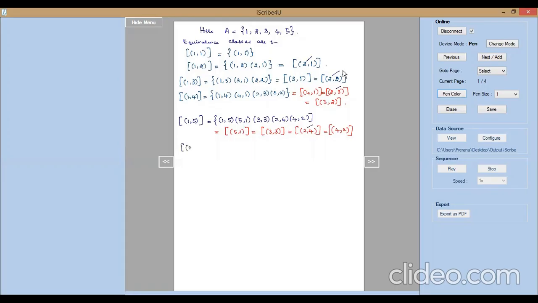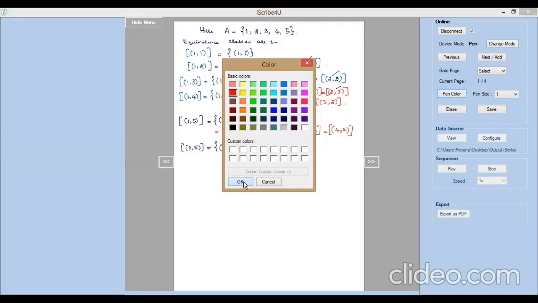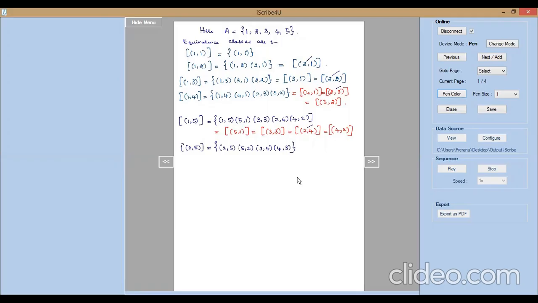So starting with 2, 2, 5 is the equivalence class that we have to find. Sum should be equal to 7. So I will write down 2, 5, 5, 2, 3, 4, 4, 3. So this is the same as writing down the equivalence class of another set of ordered pairs also, which is nothing but the equivalence class of 5, 2 as well as for 3, 4 and for 4, 3.